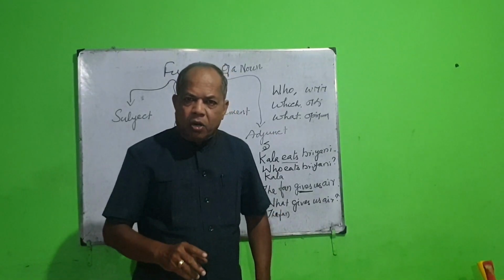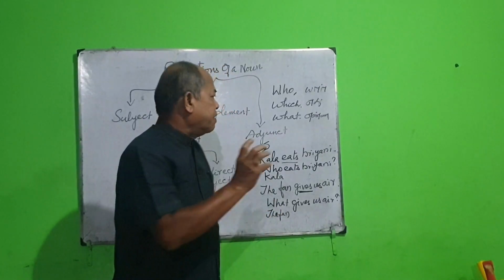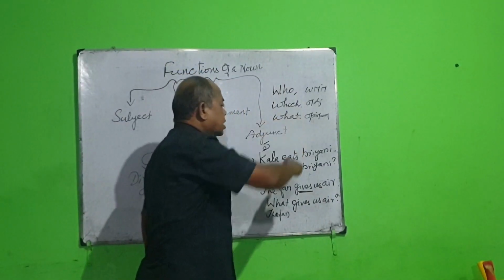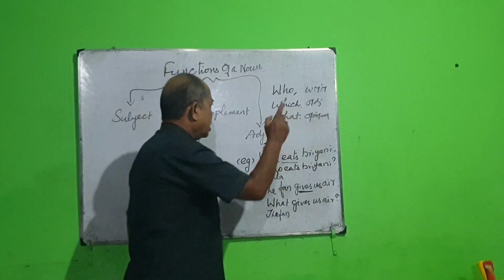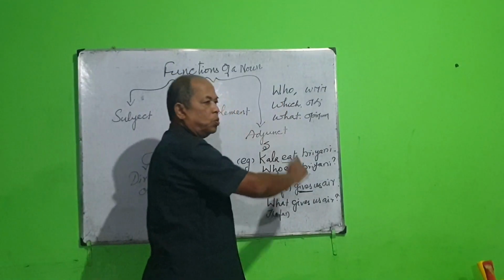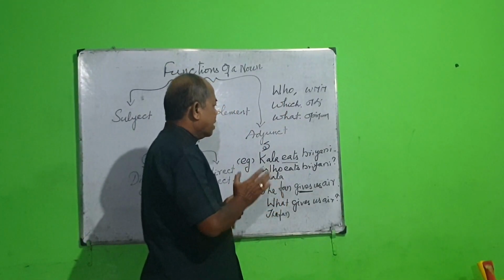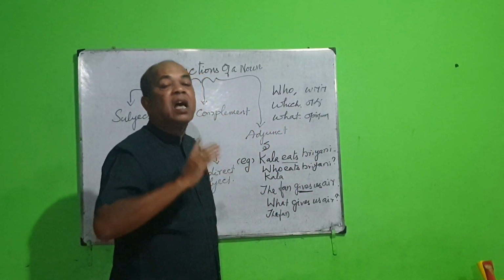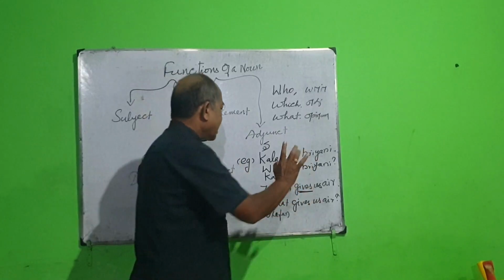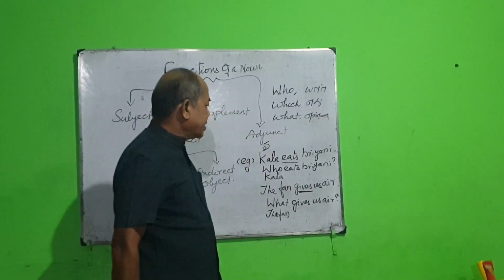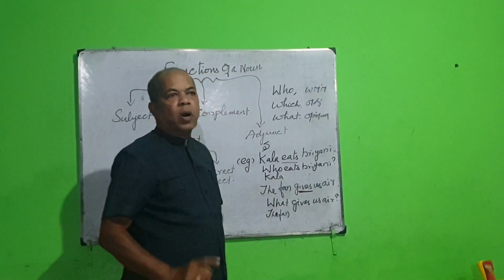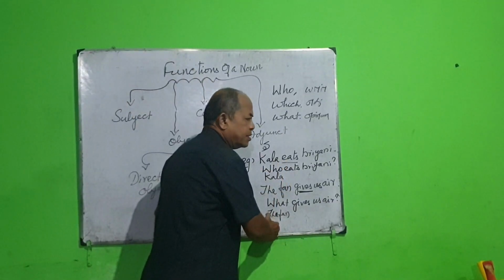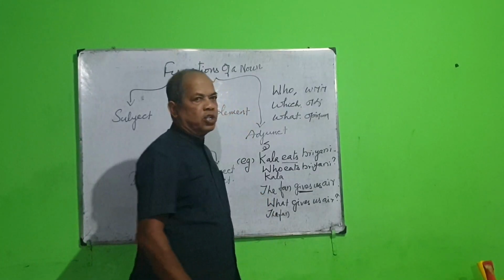Once again I tell you, find out the finite verb in the given sentence. Then among the question words who, which, what, you find out the suitable question word. We have found out who. Then using the question word and the verb, frame a question. Who eats biryani? The answer is Kala eats biryani. In this, Kala is the subject. Likewise, the fan gives air. What gives us air? The fan.